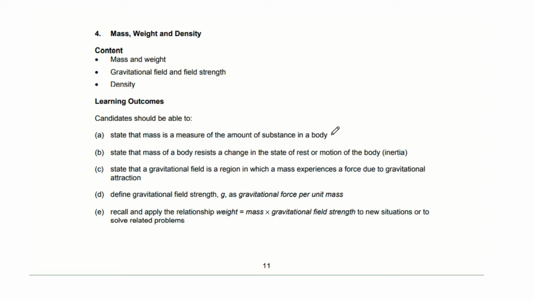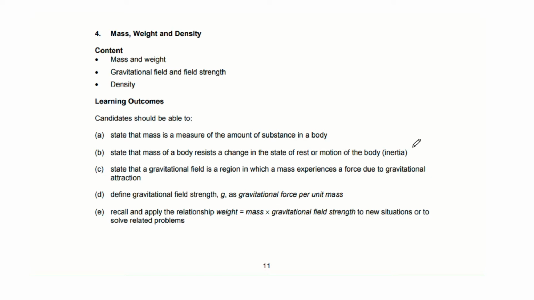Okay, so the first part, you need to know that mass is a measure of the amount of substance in a body. So basically, this is your definition. So memorize this definition. Mass is a measure of the amount of substance in a body. If you'd like to know the list of physics definitions that you need to know for O level, do check out my post on O level physics definitions, where I list the common definitions that you need to know for your O level physics exam.